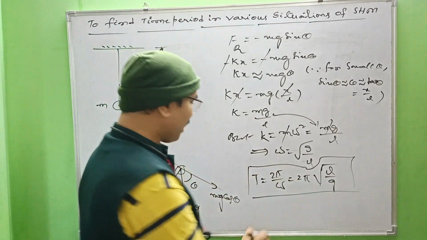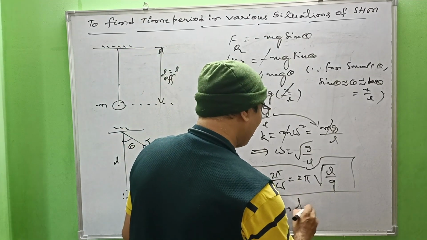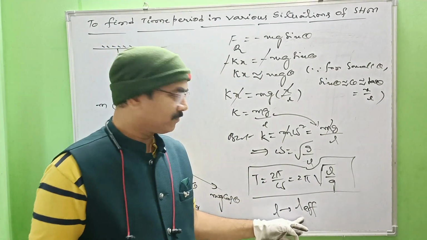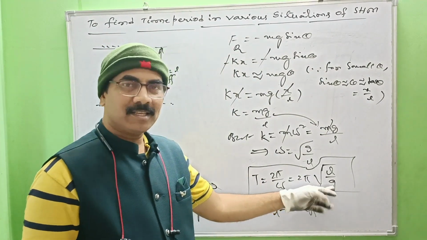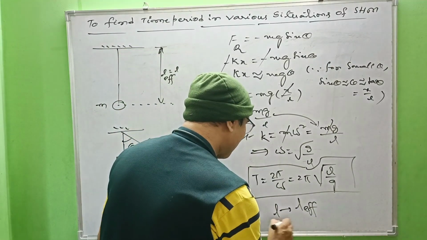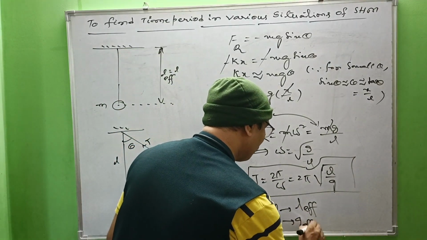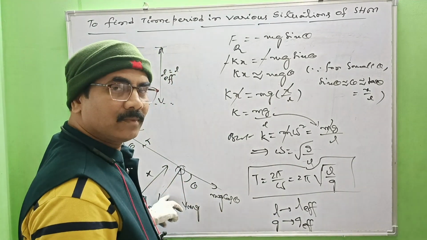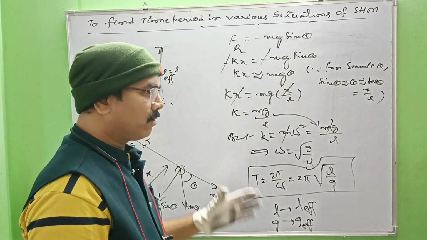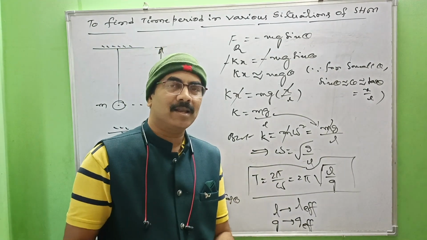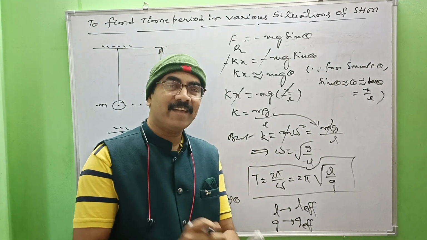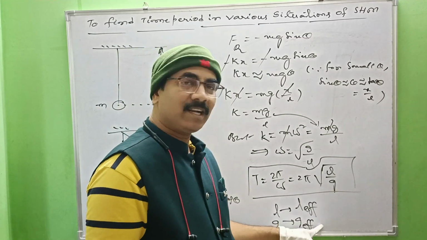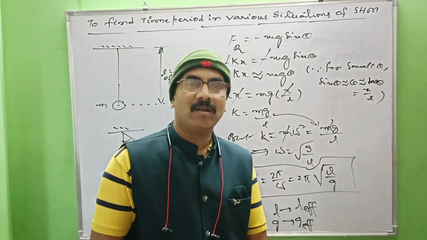Here L means what? L effective. L stands for L effective. In different situations, we have to consider effective length. In the same way, G means G effective. So if the problem involves more than one force, then we have to consider the net force. In the same way, we have to consider effective acceleration. So that's why G stands for G effective, and L stands for L effective also.